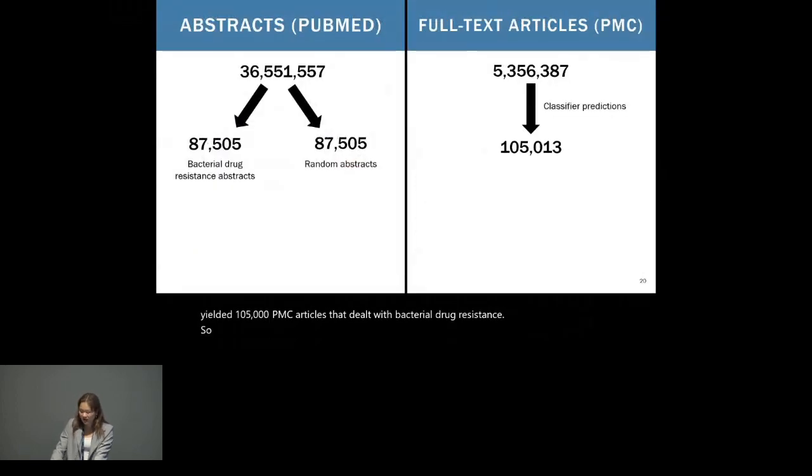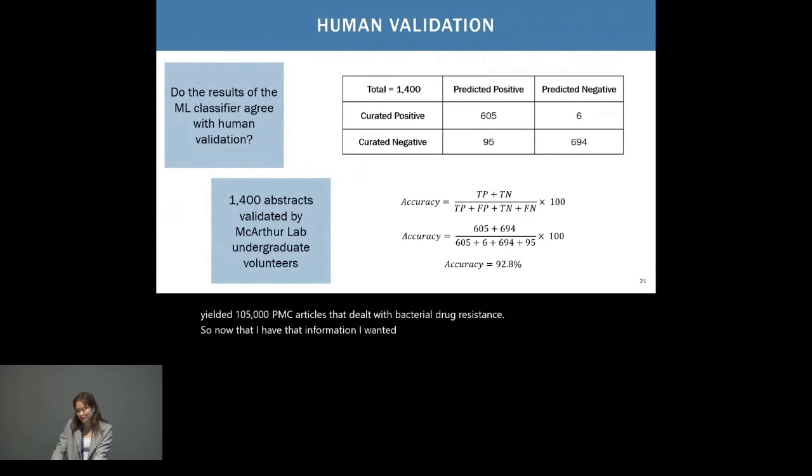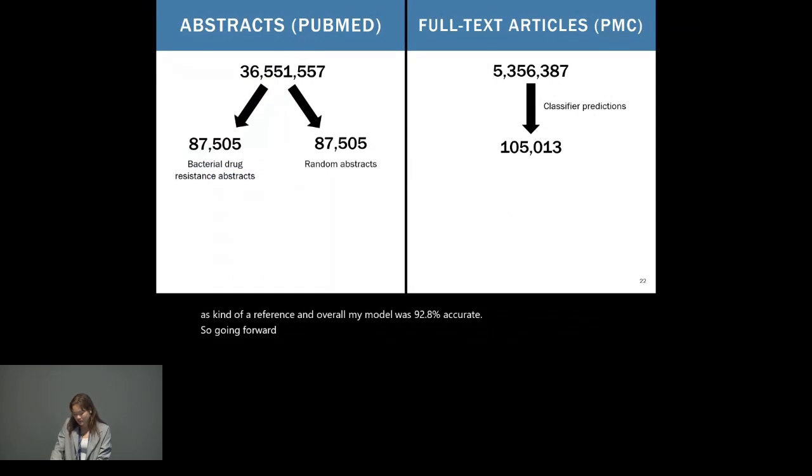Now that I have that information, I asked the question: do the results of my ML classifier actually agree with human validation? I had the help of 7 undergraduate MacArthur Lab volunteers, and they read through 1,400 abstracts for me. I used their labels as a reference, and overall, my model was 92.8% accurate. So going forward with these papers, I was happy with that.